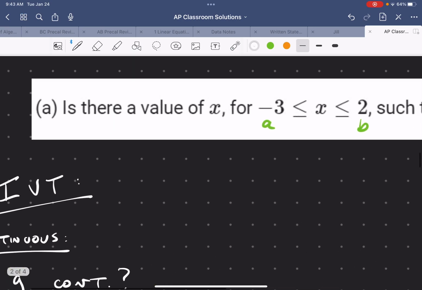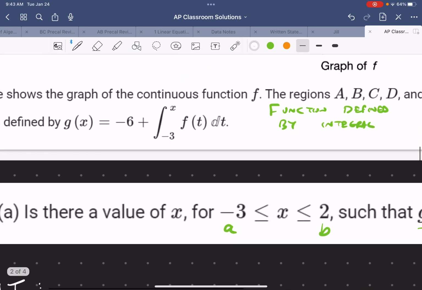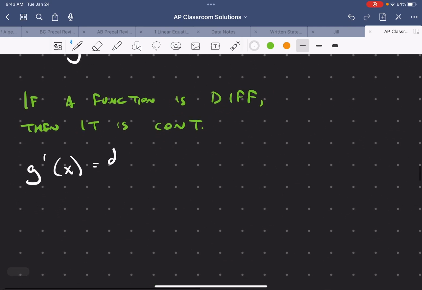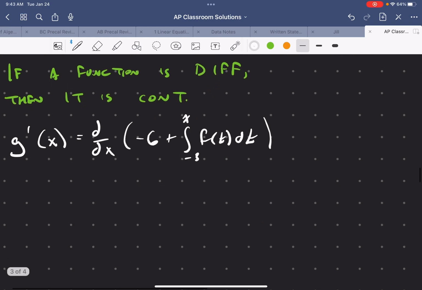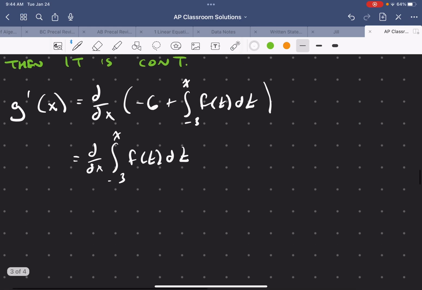Well, we have a function for g. We know that g is equal to this right here, negative 6 plus that integral. So let's take the derivative of that and see what happens. So I'm going to take the derivative of negative 6 plus the integral from negative 3 to x of f of t dt. Well, if I take the derivative of the negative 6, that just gives me a 0. And then I'm left with trying to find the derivative of this integral. And that should look really familiar. That is your second fundamental theorem of calculus. If you take the derivative of an integral where the upper bound is a variable, you can just say that this is equal to f with that upper bound plugged in. So this would be f of x. And this is by the second fundamental theorem of calculus.